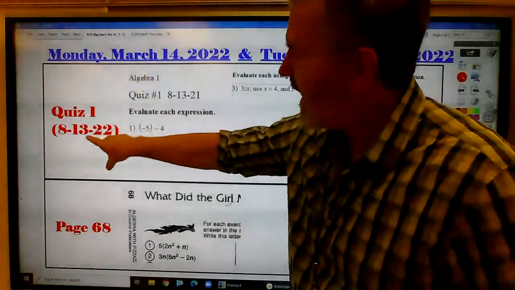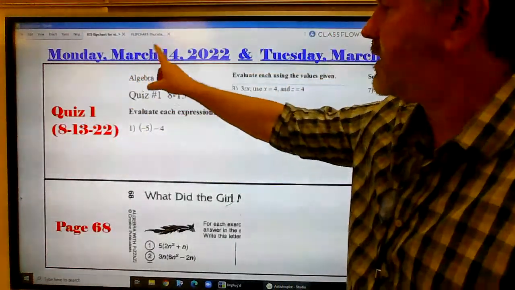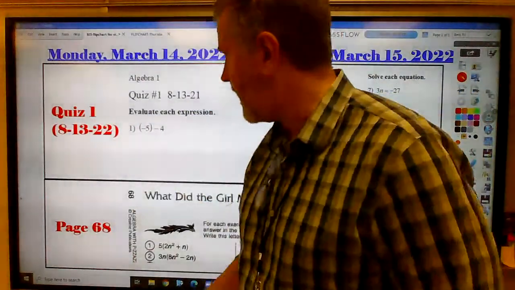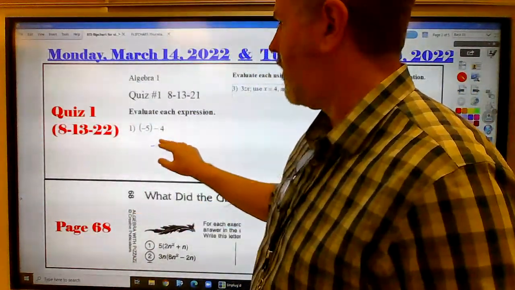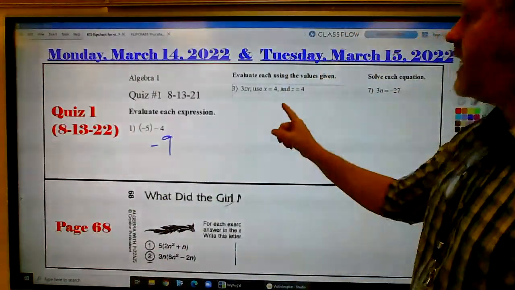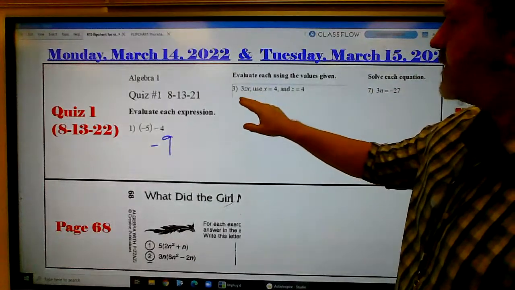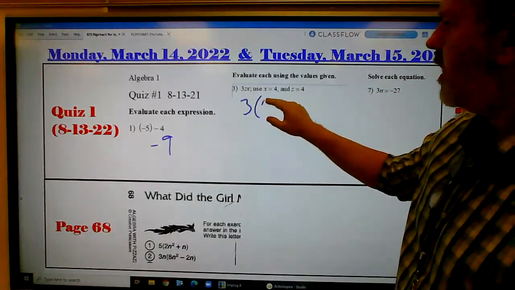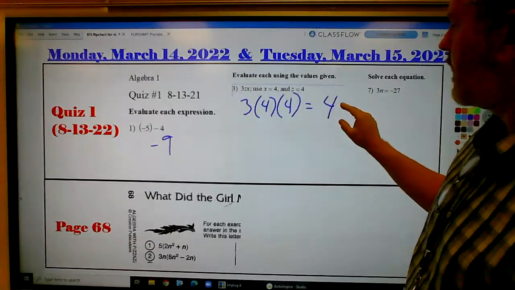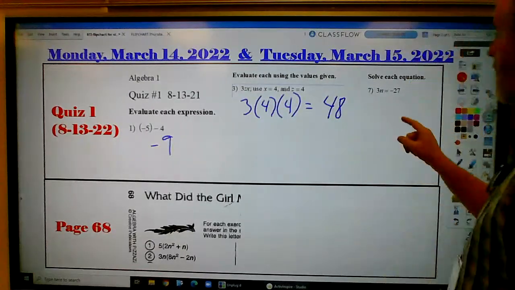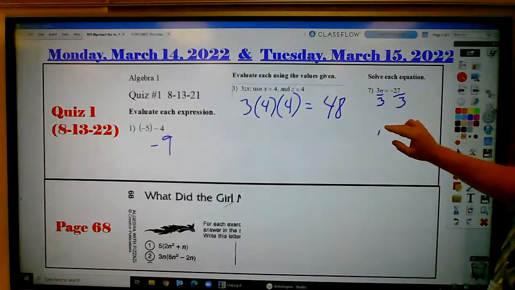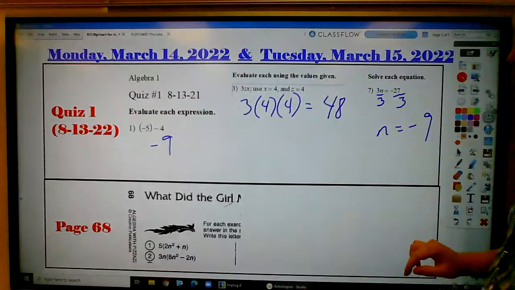So this page, this quiz 1 from 8/13/22 has 3 different sections on it. One of them is just plugging it in the calculator. I mean, -5 minus 4 is -9. That's it. That's -5 minus 4. This, you're replacing the variables. So we're going to replace z with 4, and we're going to replace x with 4 also, and that equals 48. Calculator work. Over here, we're solving for n. We'll divide both sides by 3. N equals -9. All right?